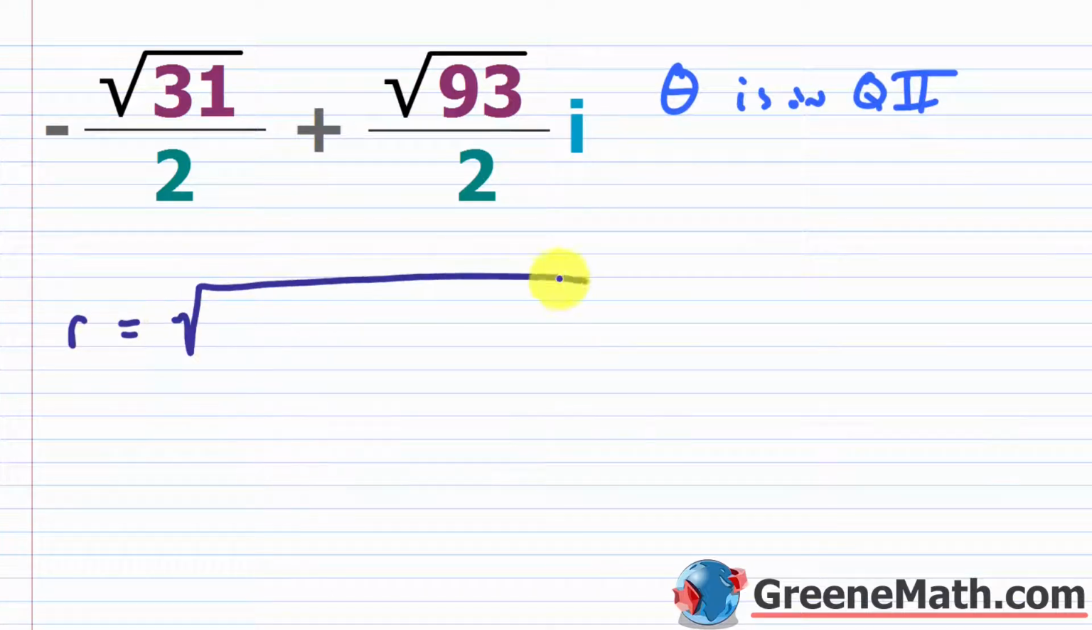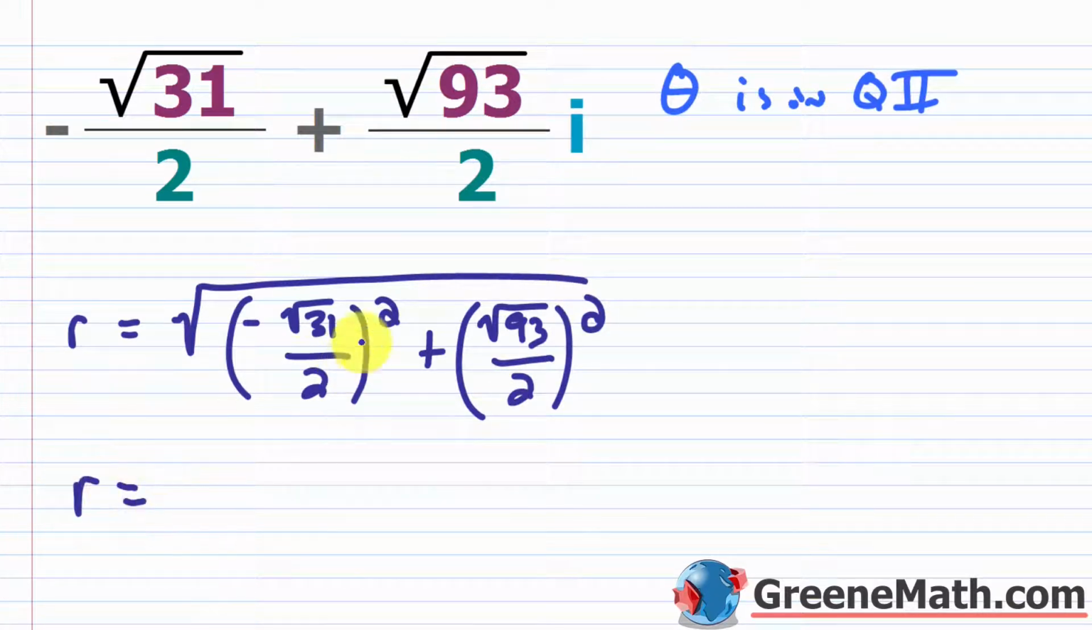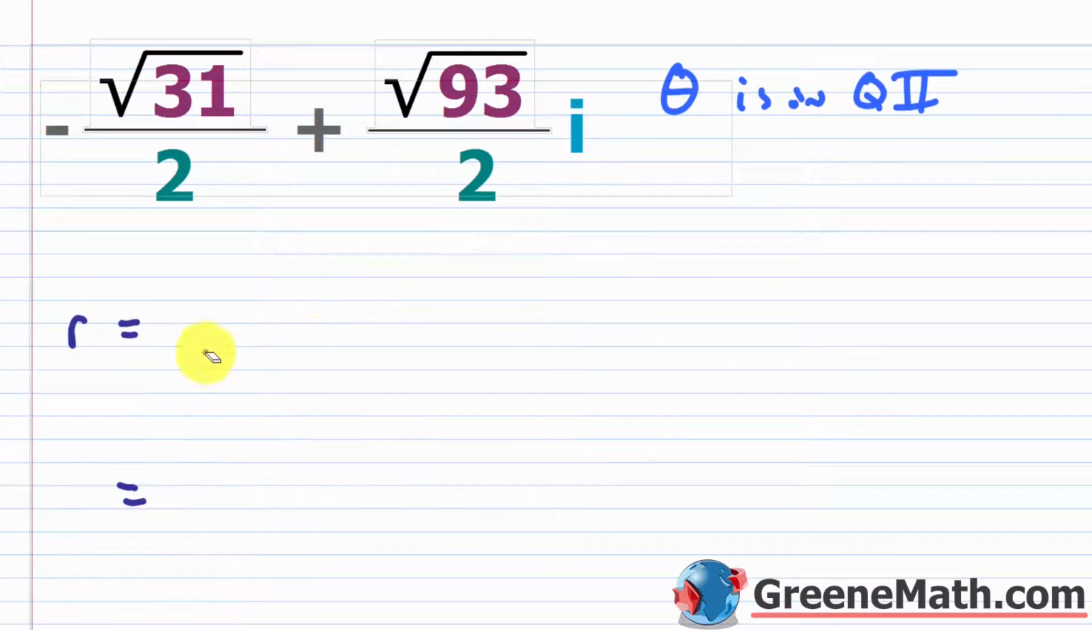So r equals the square root of, take your real part being squared. So negative of square root of 31 over 2, we're going to square that, plus take the imaginary part, the square root of 93 over 2, squared. So r is equal to what? If I square this, I'm going to get 31 over 4. So the square root of 31 over 4, plus this guy would be 93 over 4. If you add those together, you're going to get 124 over 4. If you make that division, you're going to get 31. You can't simplify that. 31 is a prime number. So r is equal to the square root of 31.